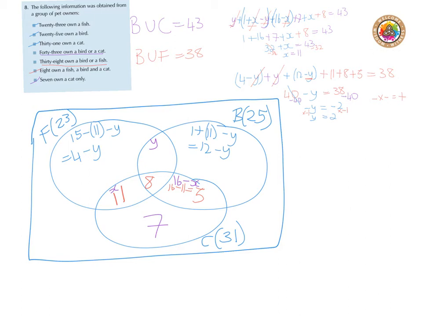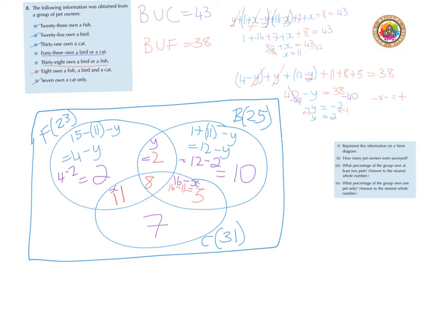So now I can just fill those last pieces of information into my Venn diagram. So here in the fish only area, I'm going to have 4 minus, we called y 2, so 4 minus 2 is equal to 2. Here I have y is equal to 2, I'm just going to fill that in, and then lastly over here I have 12 minus y, and y was 2, so that's going to be equal to 10. So now that is my Venn diagram complete.